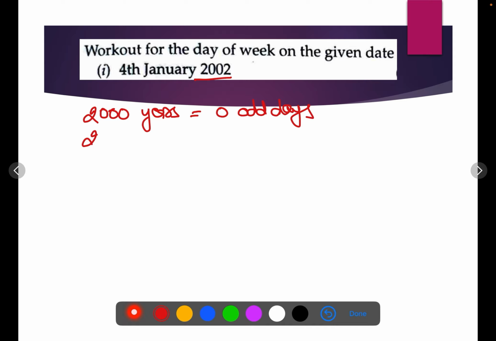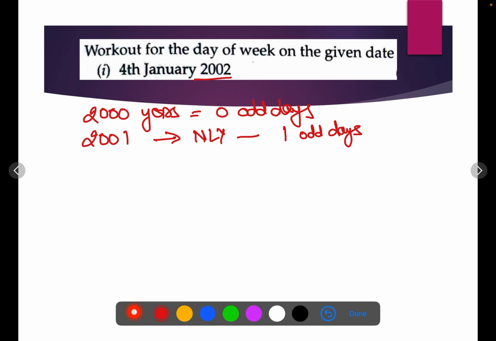Next, my year in between is 2001. So 2001 is a non-leap year. So non-leap year means how many odd days? Non-leap year means 1 odd day, right?